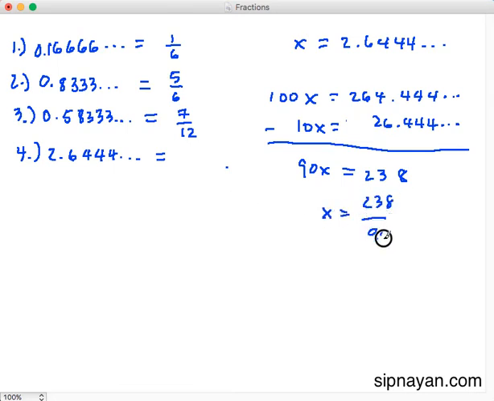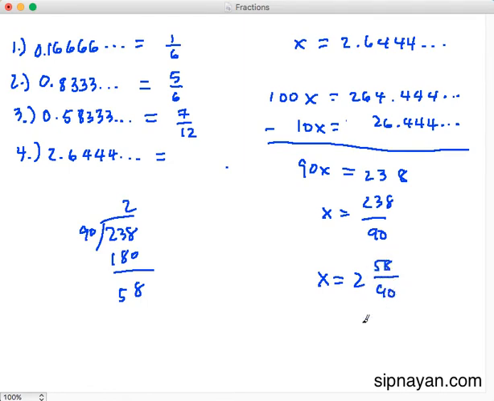Now, 238 over 90. So, ilan bang 90 sa 238? Dalawa lang kasi pag tatlo, 270 na, di ba? So, 180. We have, ilan yan? 58? So, 2 and 58 over 90, which is equal to, pwede tayo mag-divide by 2, 29 over 45. Baka wala na tong ano, kasi 29, I think it's a prime number. So, 29 over 45 na yung pinaka-last answer natin.